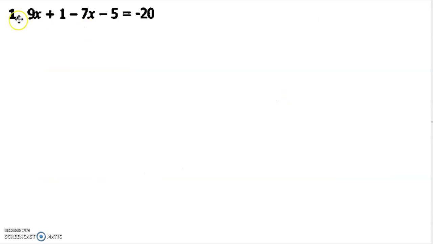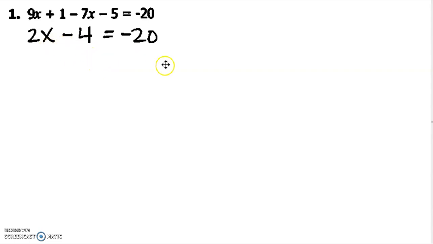So in this equation, we have 9x plus 1 minus 7x minus 5 equals negative 20. Notice that there is no distribution here. We don't have a number in front of a set of parentheses to indicate we have distribution. So we're skipping step 1 because it's not necessary, and going straight to step 2 where we combine like terms. We have a 9x minus 7x that gives us 2x. 1 minus 5 is negative 4. And we didn't do anything on the right-hand side of the equation, so it's still just equal to negative 20.